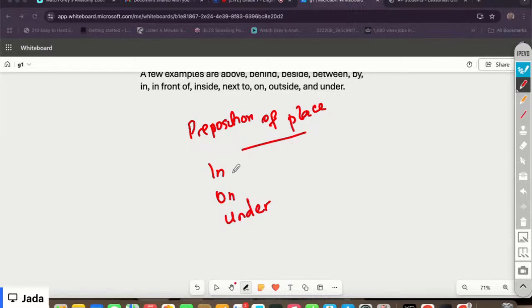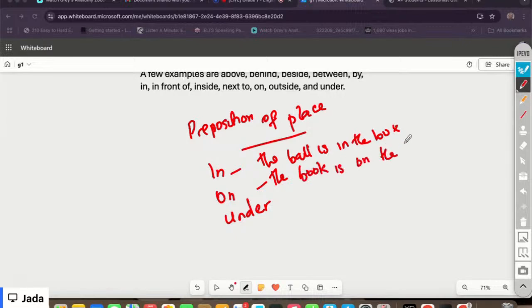For in, we have the ball is in the box. So when we talk about preposition of place, it's just like when you're looking for something. For example, we also have the book is on the table. Then we have the dog is under the chair. So all these are prepositions of place.